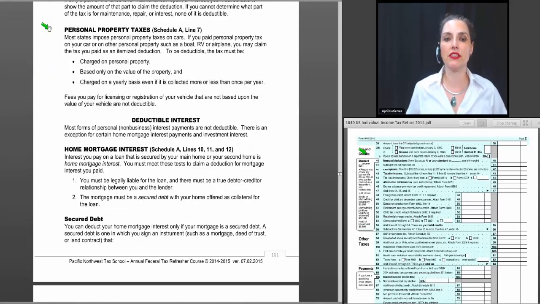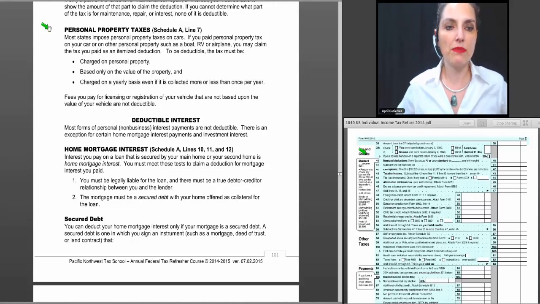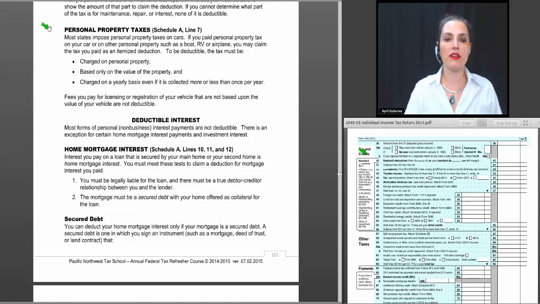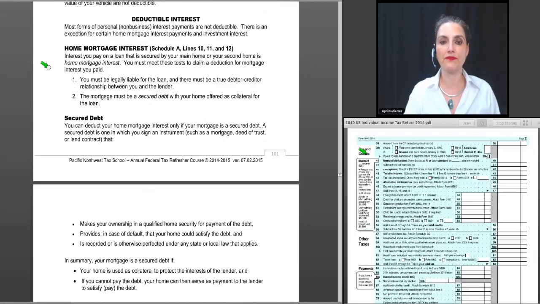And next we're going to look at personal property taxes. These are claimed on Schedule A, line 7. Most states impose personal property tax on cars. If you paid personal property tax on your car or on other properties such as a boat, RV, or airplane, you may claim the tax you paid as an itemized deduction. To be deductible, the tax must be charged on personal property based only on the value of property and charged on a yearly basis, even if it is collected more than once per year. Fees you pay for licensing or registration of your vehicle that are not based on the value of your vehicle are not deductible.